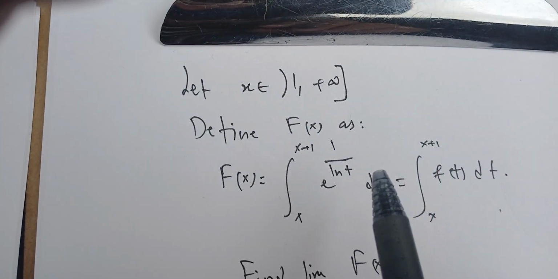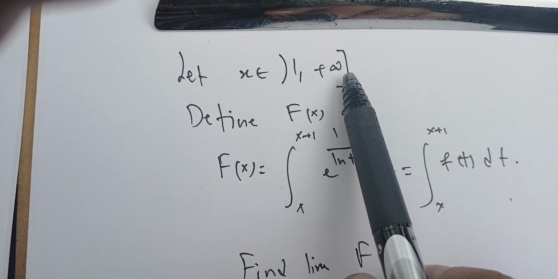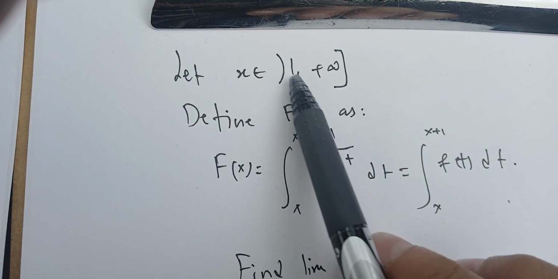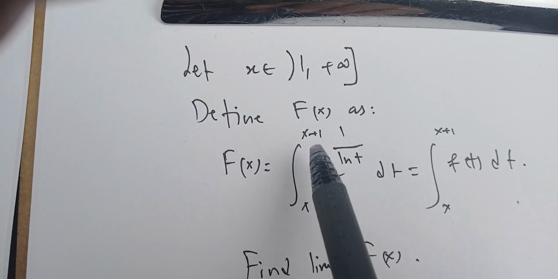Let's work this problem here. Assume first that x is between 1 and plus infinity. The 1 is not included. We define F of x as the following.